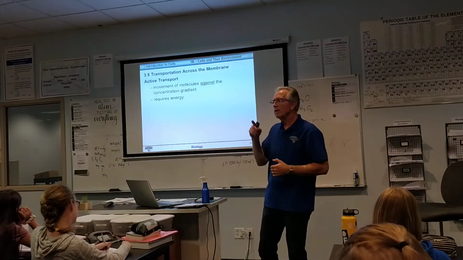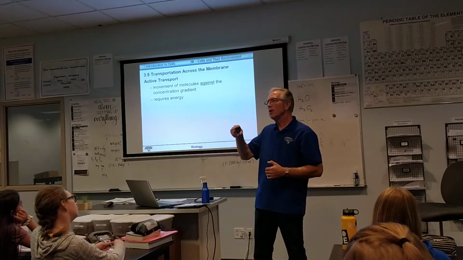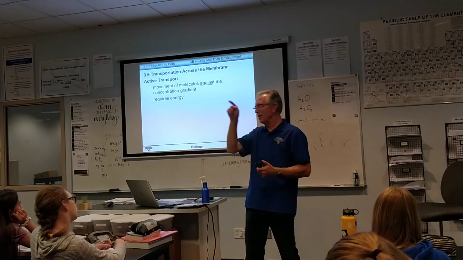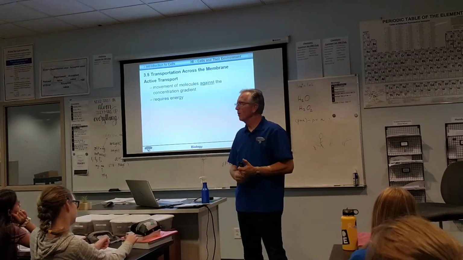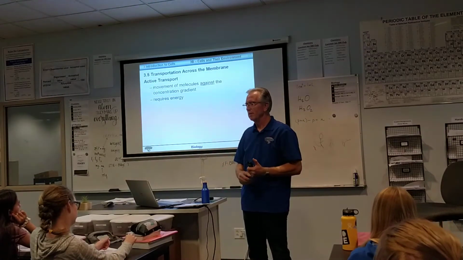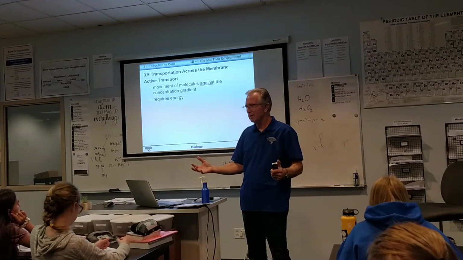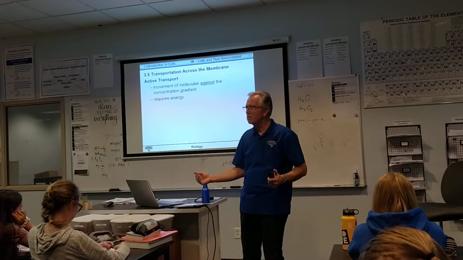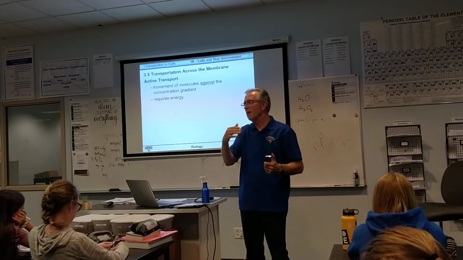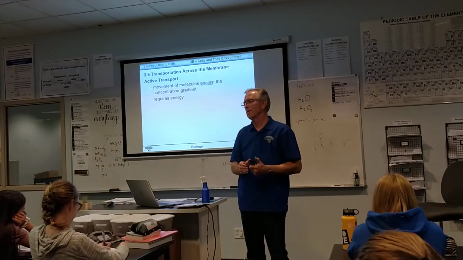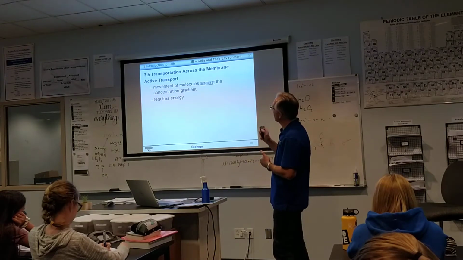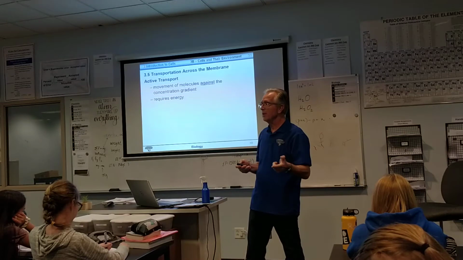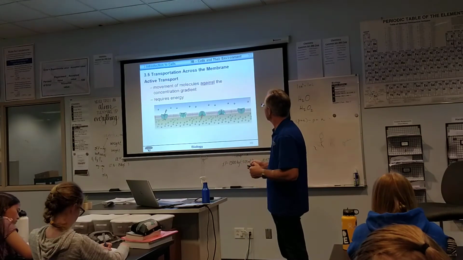So to keep my house cool in summer, because heat wants to go into my house in summer, what do I have to do? Well, I have to run an air conditioner. Well, how do you run an air conditioner? It needs energy, right? Electrical energy to run. So I have to spend energy moving stuff against the gradient. And so in active transport, I'm going to move it against the gradient, and the cell has to put out energy for that to happen.